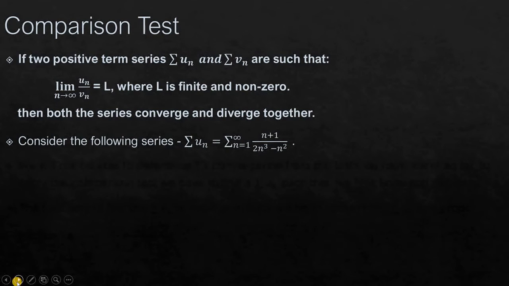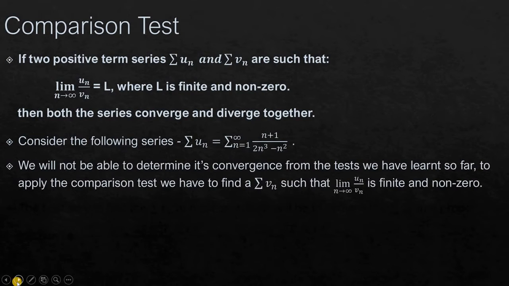Consider the series sigma n equal to 1 to infinity of (n plus 1) upon (2n cubed minus n squared). We will not be able to determine its convergence from the tests which we learned in the last lecture, like the p-series test or the divergence test. We will need to employ a better test, that is the comparison test.